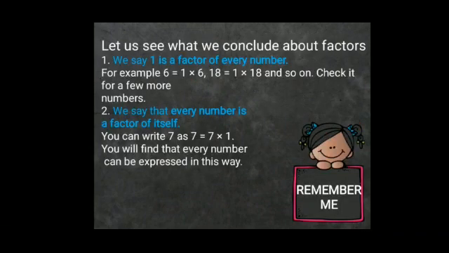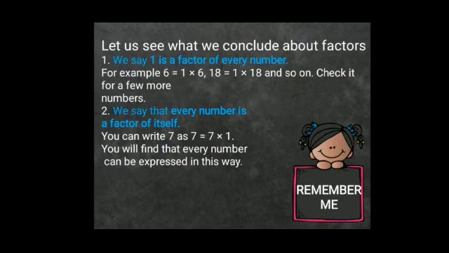Let us see what we have concluded about factors, what we know about factors. For example, is there any number which occurs as a factor of every number? Yes, it is. That is 1. For example, 6: 1 multiplied by 6 gives us 6. 18: 1 multiplied by 18 gives us 18. And so on. So, we can say that 1 is a factor of every number.